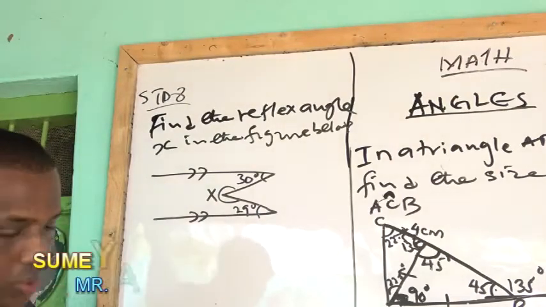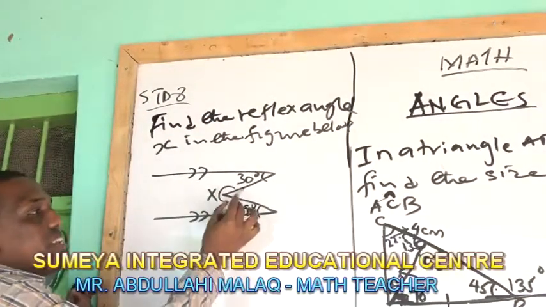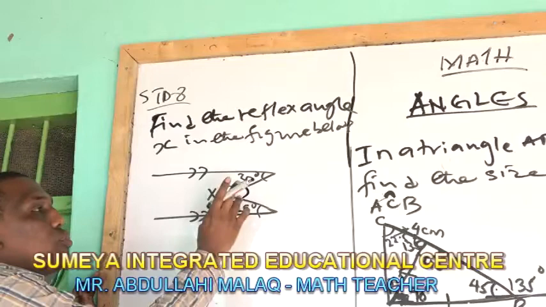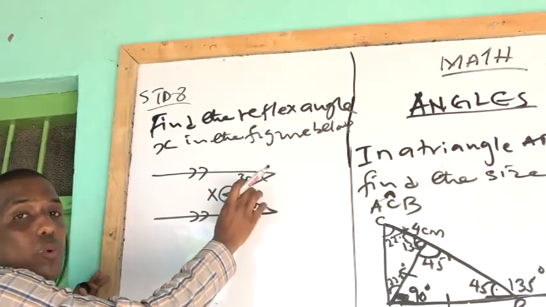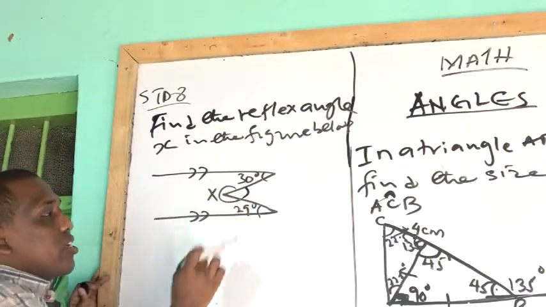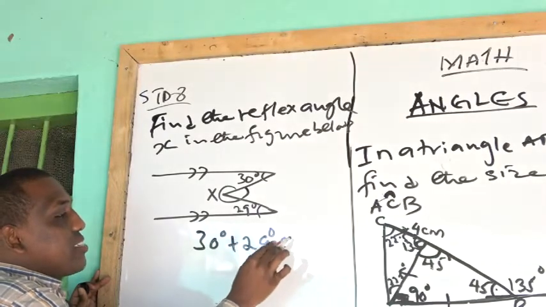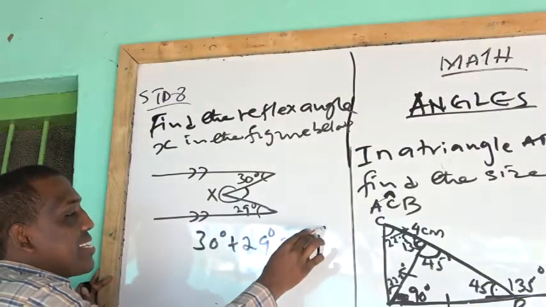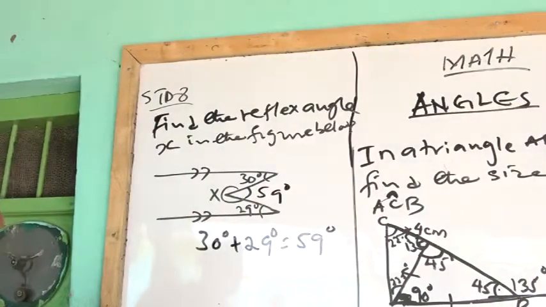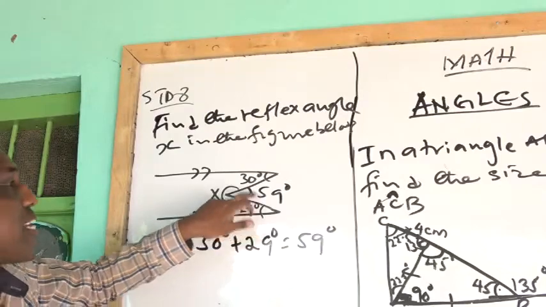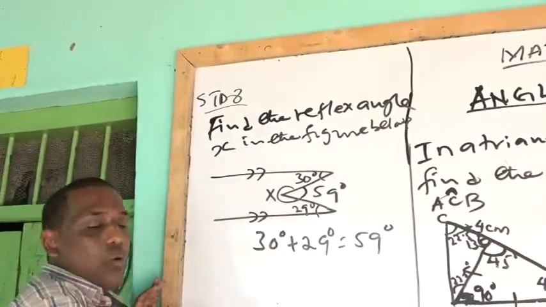Let us find this one now. Reflex angle. Sometimes they will ask you this side. So first of all, the first thing you do, you get the exterior one, the outside one. To get the outside one, you say 30 degrees plus 29 degrees is equal to 59 degrees. So here is 59 degrees. If they ask this part, automatically you say 30 plus 29, 59. But they want x now. How do we get x?